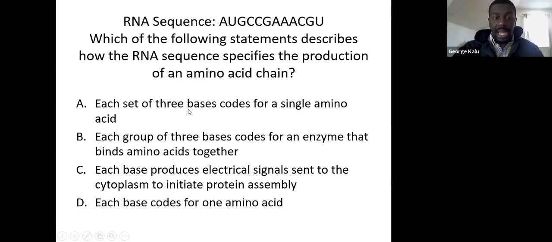A: each set of 3 bases codes for a single amino acid. B: each group of 3 bases codes for an enzyme that binds amino acids together. C: each base produces electrical signals sent to the cytoplasm to initiate protein assembly. Or D: each base codes for 1 amino acid. It was a little bit of a tricky one, but I think you guys got it. What do we think the answer is? How do we know how we're going to be adding our amino acids here?